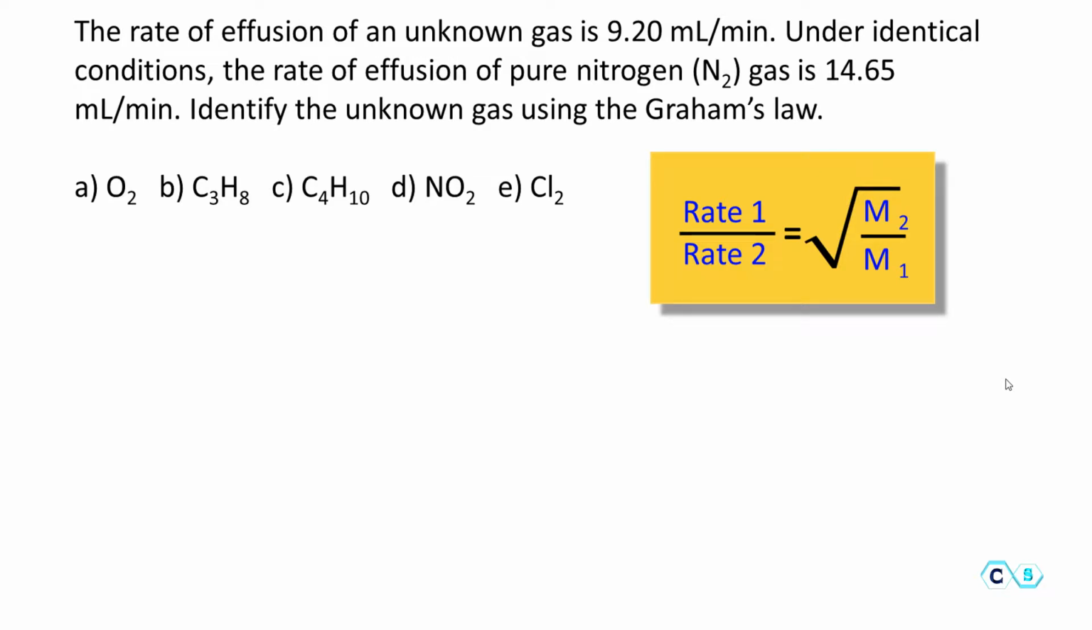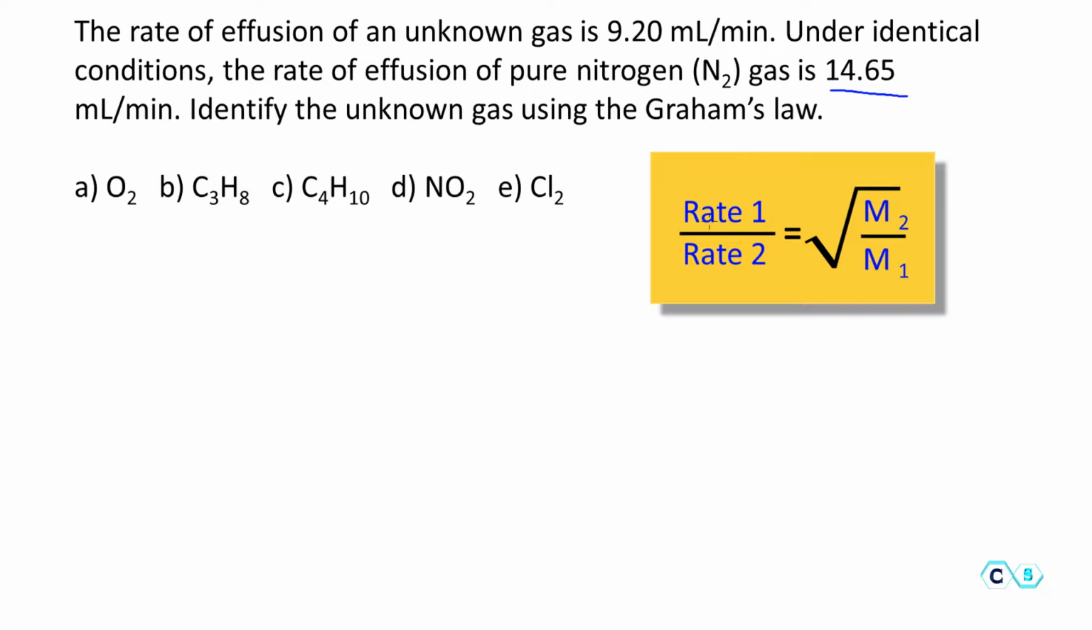Graham's law says that the ratio of effusion rates of the gases is inversely proportional to the ratio of their molar masses. So we need to use this law to determine the molar mass of an unknown gas, comparing the rate of effusion of the gas to the rate of effusion of the nitrogen gas, which in this case is given as 14.65 milliliters per minute.